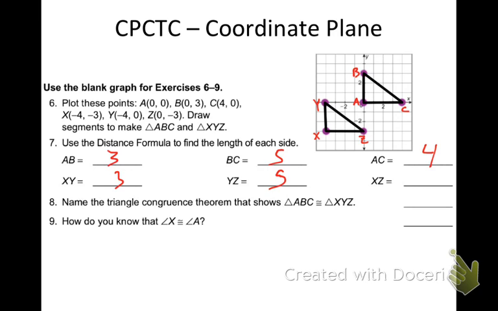4. The two triangles are congruent because why? What shortcut? What number is this? 8. Side, side, side. And then how do you know that angle X is congruent to angle A? What 5-letter acronym do we like to say at the end always? CPCTC. Nice job.